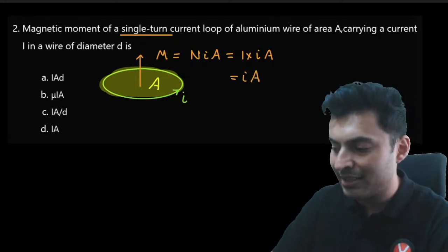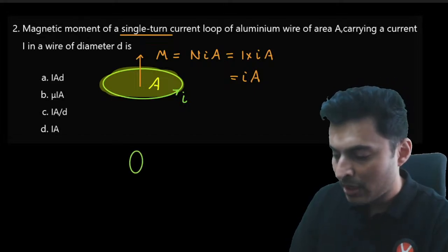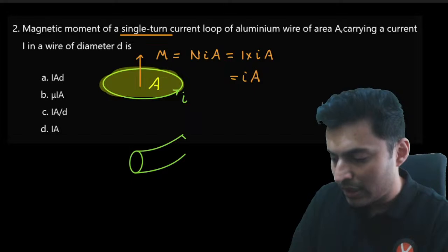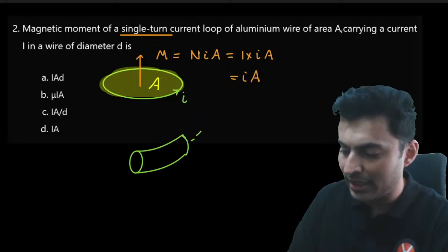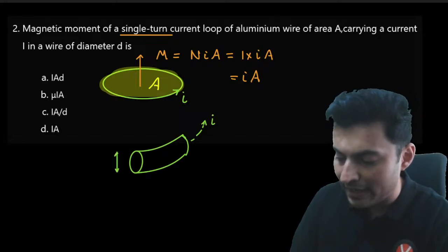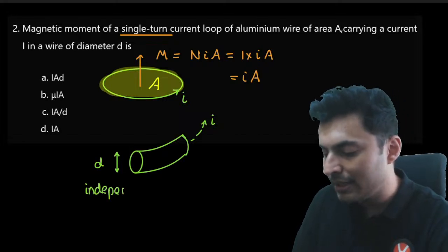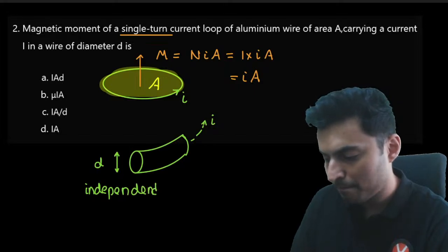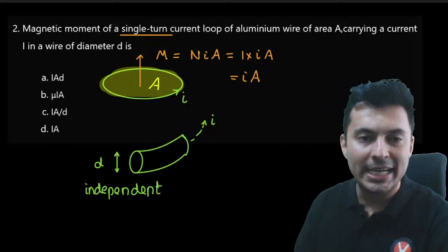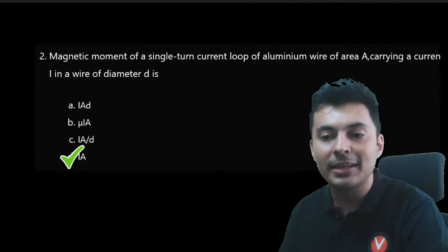If you are wondering, what about the diameter, sir? Understand, the diameter is of the wire itself. That has no role to play. It's that loop, that coil carrying the current I. What they have given you is the diameter of that wire. This is not going to be dependent. It is independent of the diameter. So don't even bother writing that D. It is just simply IA.